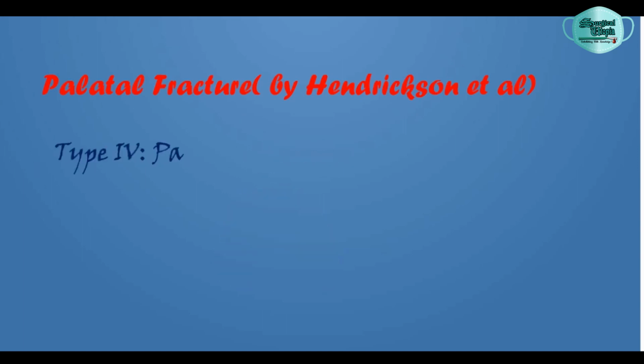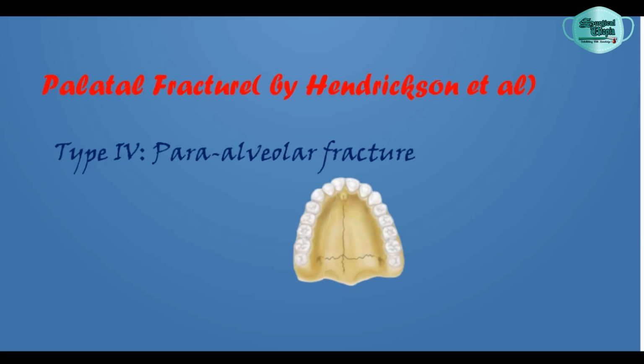Now the type 4 fracture, which is a para-alveolar fracture. So this fracture will occur palatally to the alveolus region, that is the alveolar ridge is not involved. It is present on the palate of the maxilla, medial to the alveolar ridge, and it involves the incisors also. So this is type 4, that is para-alveolar fracture.